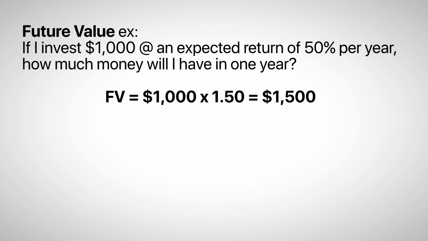But to understand and then eventually calculate NPV, we first need to understand two sub-concepts that are known as future value and present value. For our example of future value, we're wondering something along the lines of, if I invest $1,000 and I have an expected rate of return of 50% per year, how much money will I have after 1 year? We can see that the future value is equal to our $1,000 times 1.5, which is 1 plus our rate of 50%, and that will give us $1,500. So $1,500 is our future value in this case.